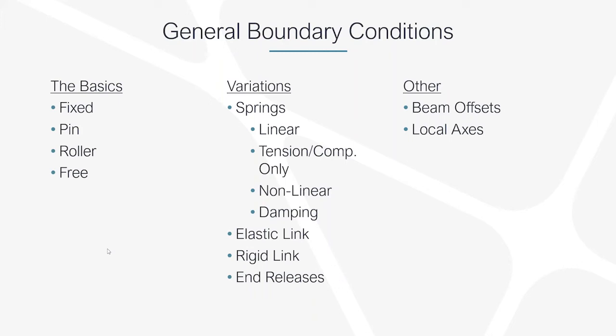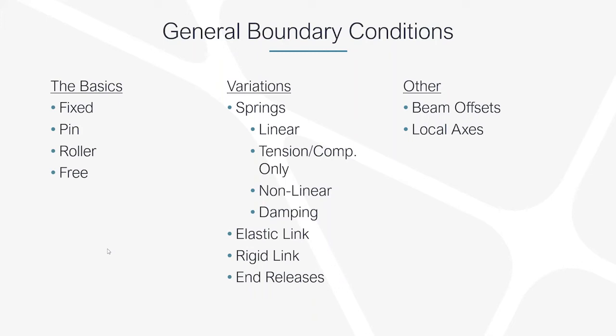And then a couple other things I wanted to highlight were beam offsets and local axes, because I feel like those are important in establishing boundary conditions. Beam offsets, I've used these a couple times, but they're not super common, I would say. But a beam offset can be useful in the sense that when you're modeling, we're using beam elements that don't have necessarily a dimensional aspect to them.